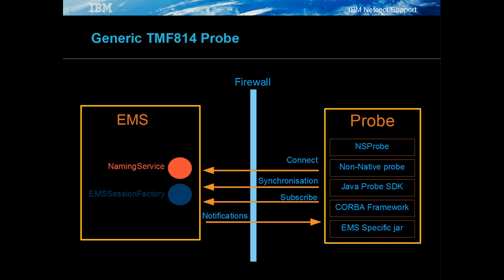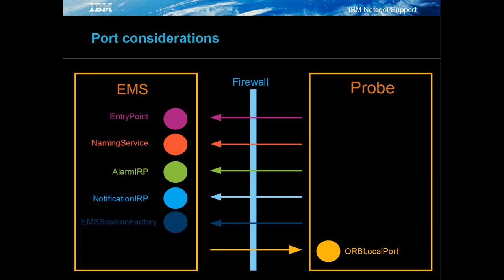The generic TMF814 probe uses the same technology but can only connect to the naming service. The generic TMF814 probe receives events from the EMS session factory. The probe requires access to the hosts and ports where the EMS services are running. These might be a single host and two or more ports. Additionally, the EMS needs access to the probe's defined ORB local host and ORB local port. It is this port that is used to receive active events following synchronization.